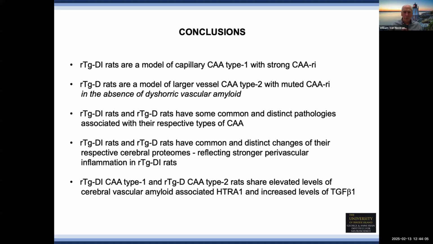And this also reflects a stronger perivascular inflammation in RTGDI rats. And lastly, the RTGDI and RTD rat models share elevated levels of cerebrovascular amyloid-associated HTRA1 and increased levels of TGF-beta1. And this is something that we're pursuing to understand the role of this in the pathogenesis of the disease.